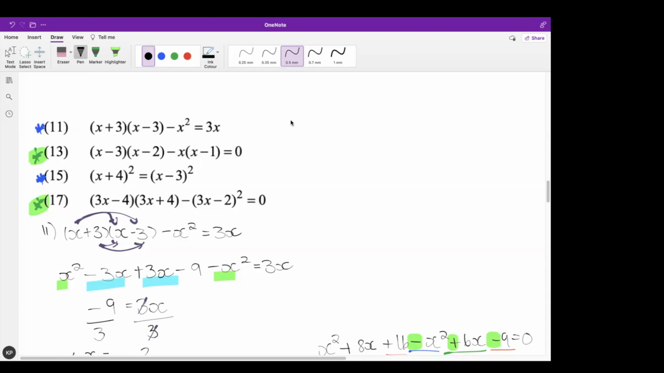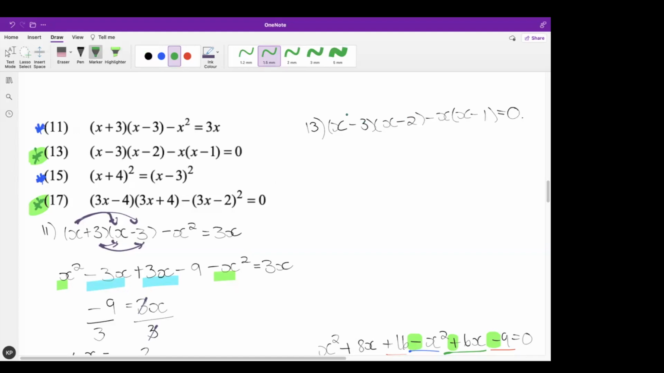Okay, it's 37, so I'm going to get moving. 13, we had two possible answers. Thank you very much to Lushevel and Buhlali for trying it. Okay, let's see. I have x minus 3 times x minus 2 minus x times x minus 1 equals 0.